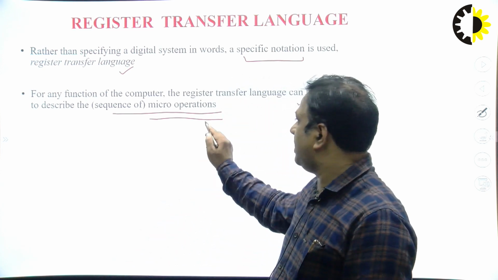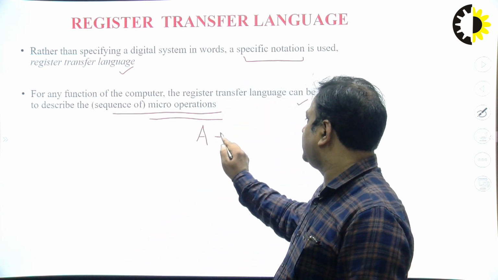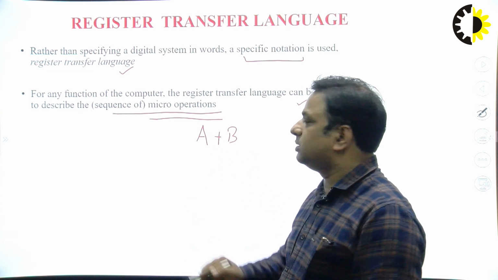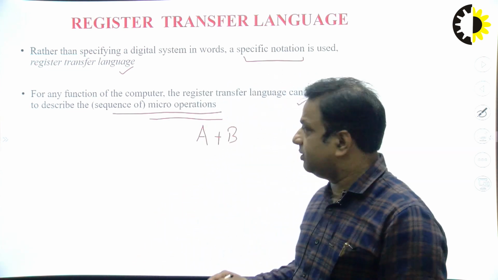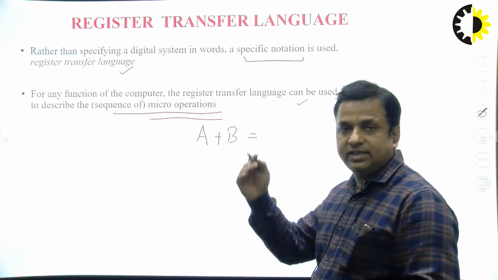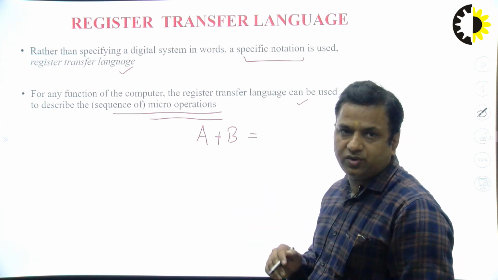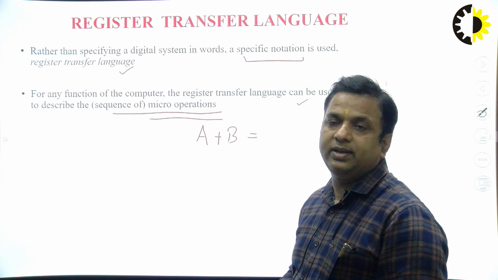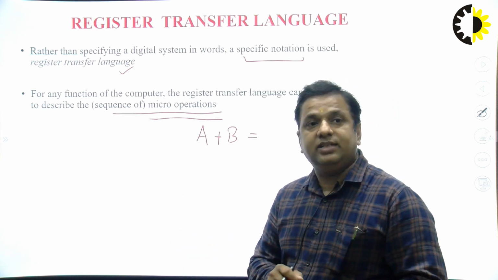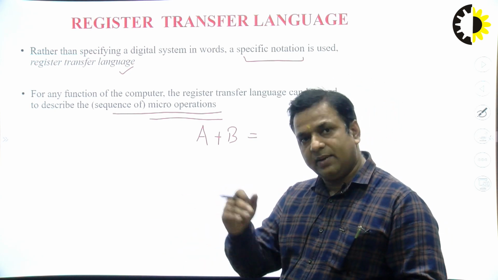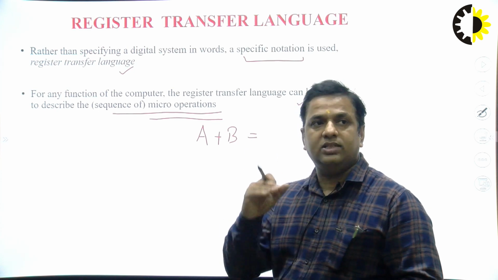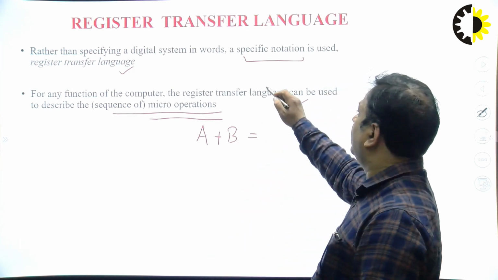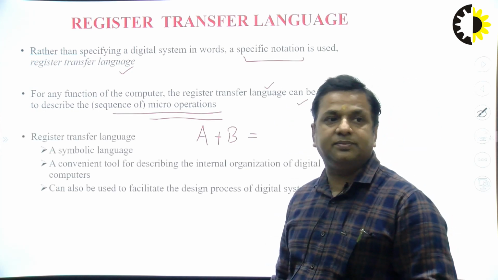For example, I have the operation A plus B, that is, add the contents of A and B. Then we can write the sequence of statements: how the data is going to be transferred into registers, and how the addition will be performed in the ALU. All this can be represented as a sequence of steps, right, and all these steps can be written in the form of register transfer language.